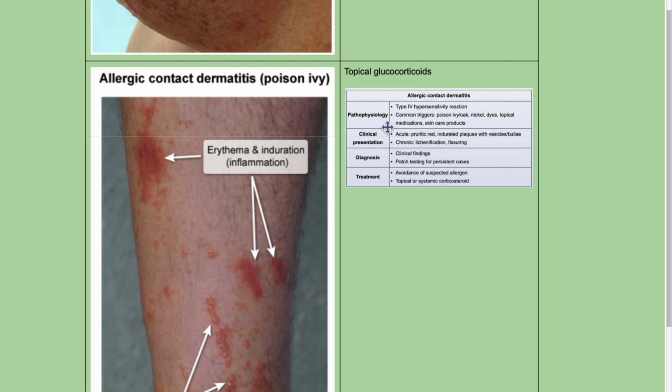Okay. Clinical presentation is acute pruritic, red indurated plaques with vesicles and bullae, chronic lichenification and fissuring. Diagnosis here is clinical findings, patch testing for persistent cases. Treatment here is avoidance of suspected allergens and topical or systemic corticosteroids.